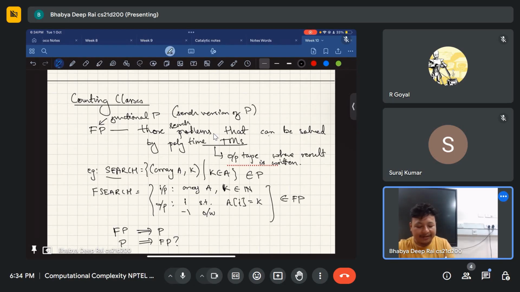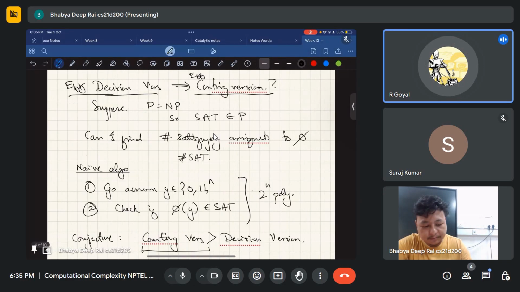It so happens that the algorithm for our search ends up finding that particular index and then outputting the index. So therefore, it was straightforward. So it is not clear, but it is believed that FP is very close to P. FP is the P of the functional world. Similarly, you can talk about FNP, that is, a non-efficient non-deterministic algorithm that does a search.